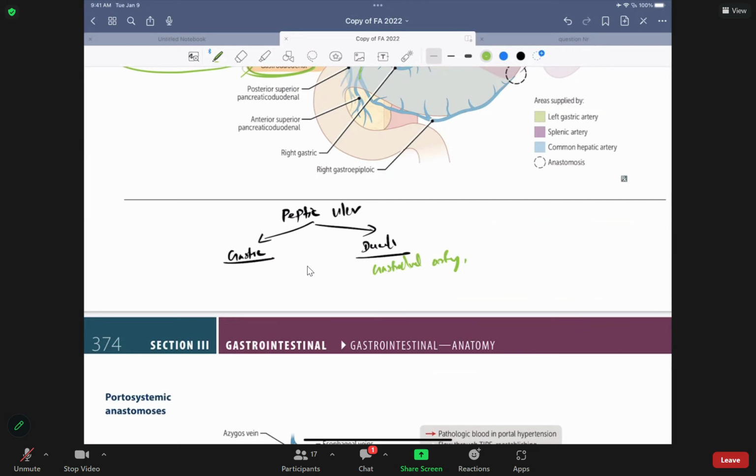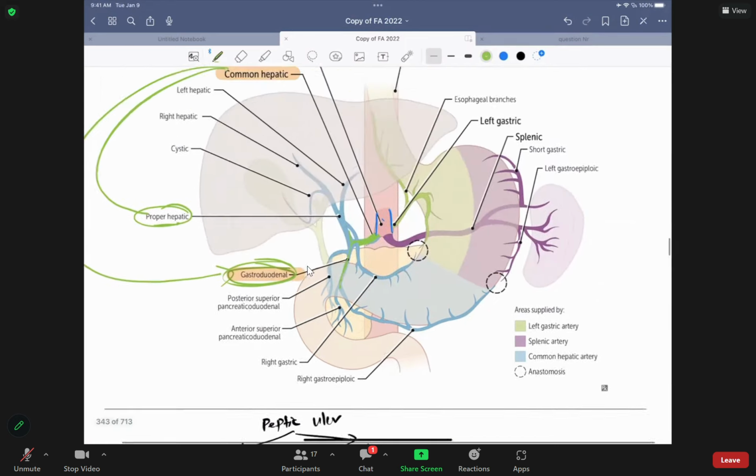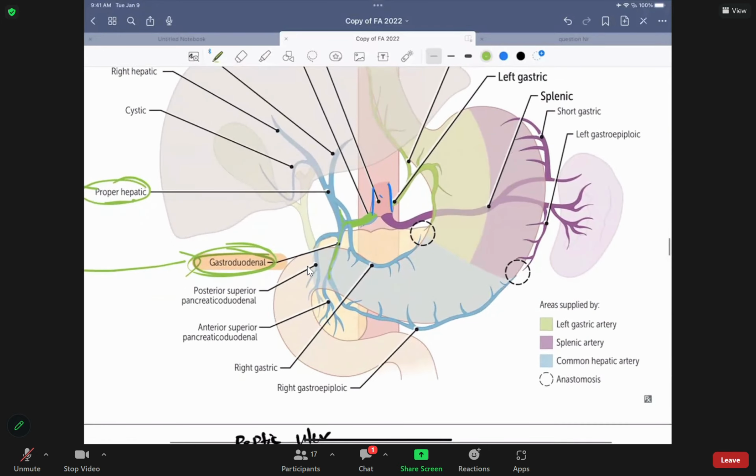This question always comes in the exam, and I'm going to tell you where a student goes wrong most of the time. Now, if you go back, on the other side, do you see this branch? Left gastric artery. Left gastric artery is this one, okay? Left gastric artery supplies the lesser curvature of the stomach. You see that, folks?